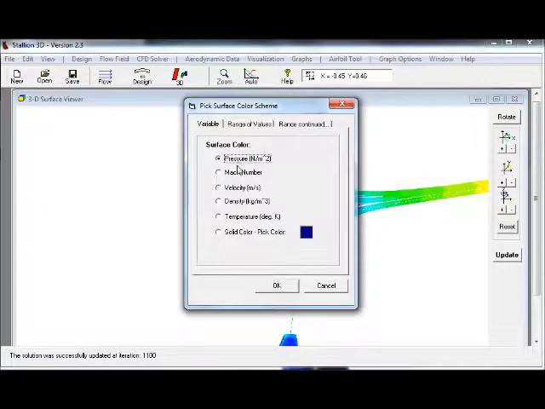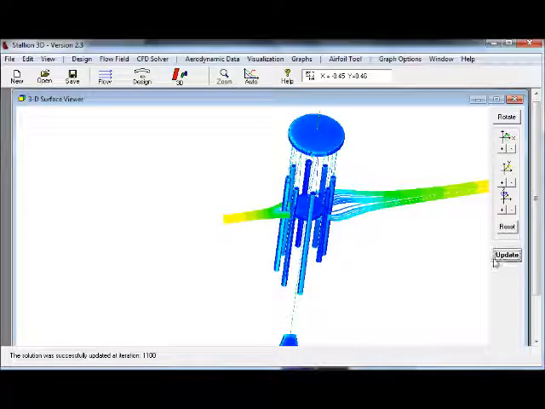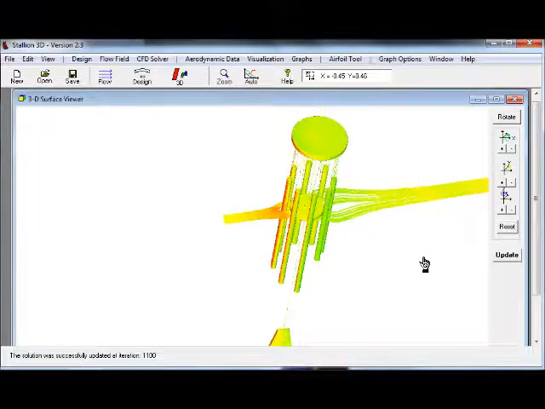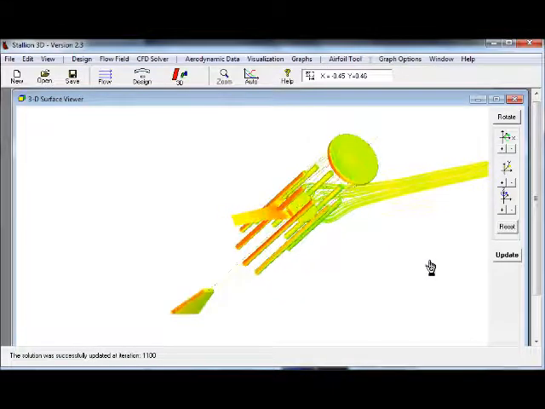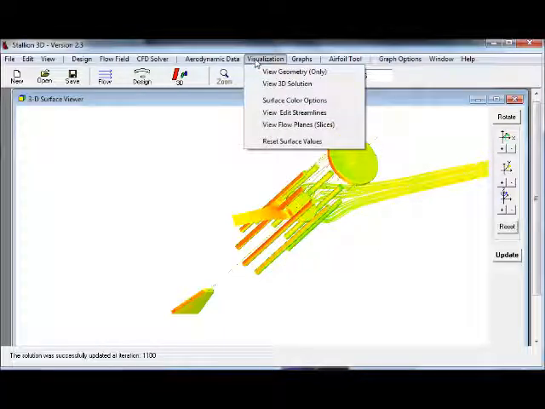Then we look at the pressure. The pressure shows that high pressure is red, of course, and the low pressure is blue. So we see the surface pressure on the wind chime.